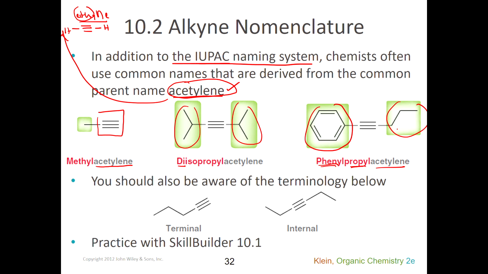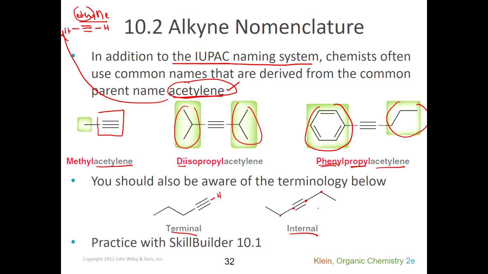And then also we're going to make sure we can differentiate between terminal and internal alkynes. This is relatively straightforward. A terminal alkyne is on the end of the chain, so that means the terminal alkyne has a hydrogen attached to it. An internal alkyne does not have any hydrogens directly attached to the carbons involved in the triple bond, right? They already have 3 bonds and then 1 more to a carbon, so there's no hydrogens attached there.